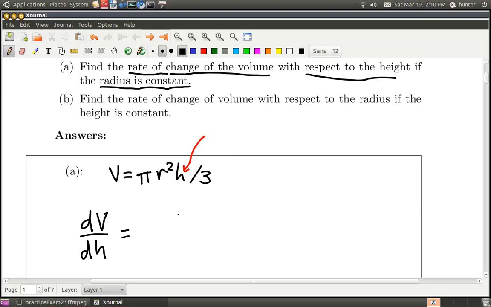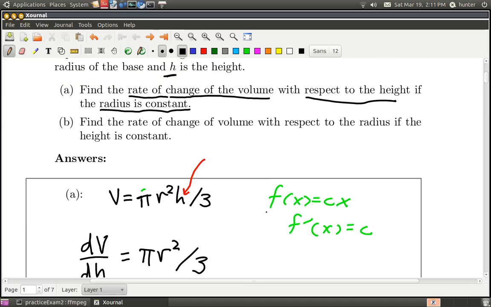Alright, so this means that this other stuff, this pi r squared over 3, is just some number times h, right? So what happens when we have a function and we just have some number times the variable? We take the derivative, what's left is just the number, right? So everything in this expression is going to vanish except for h, which is the variable. So the answer is pi r squared over 3. And that's it. Okay, so really easy.